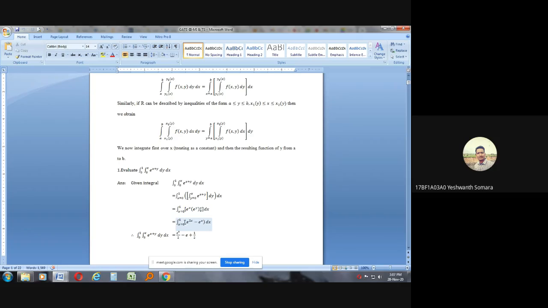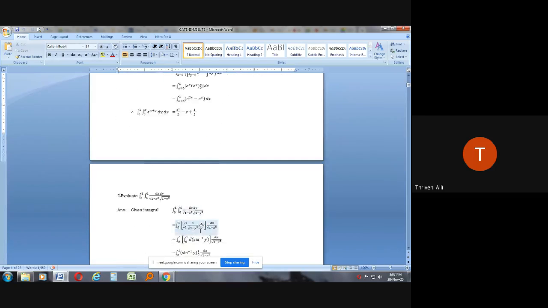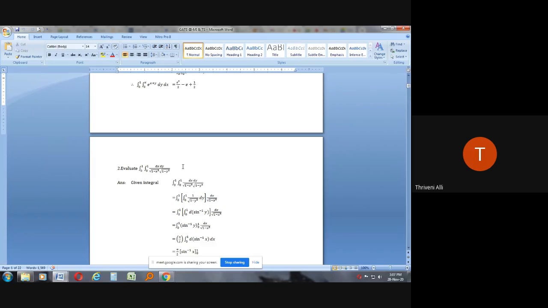So the constant limit is x equal to 0 to 1. Again we have to integrate with respect to x. Okay, with respect to y is over. So at the last we have to integrate with respect to x. The integral of e power 2x is e power 2x by 2 minus e. After substituting the limits we get the answer. Like that we have to evaluate a double integral.